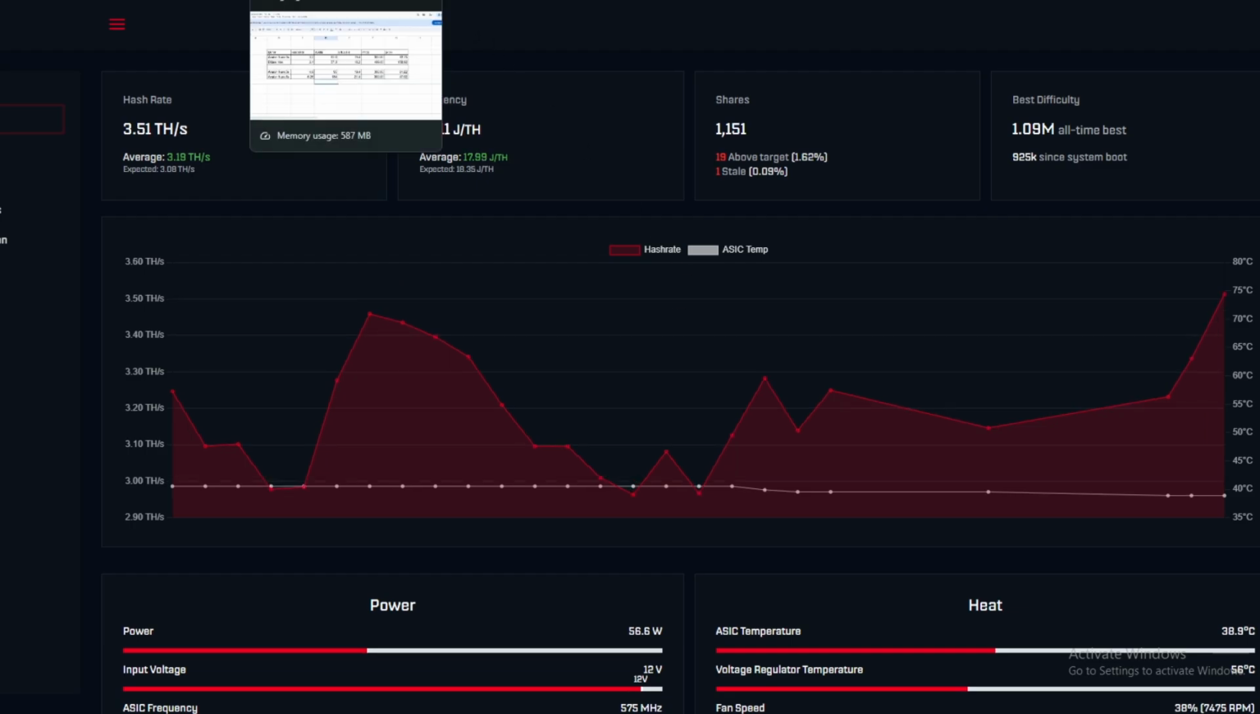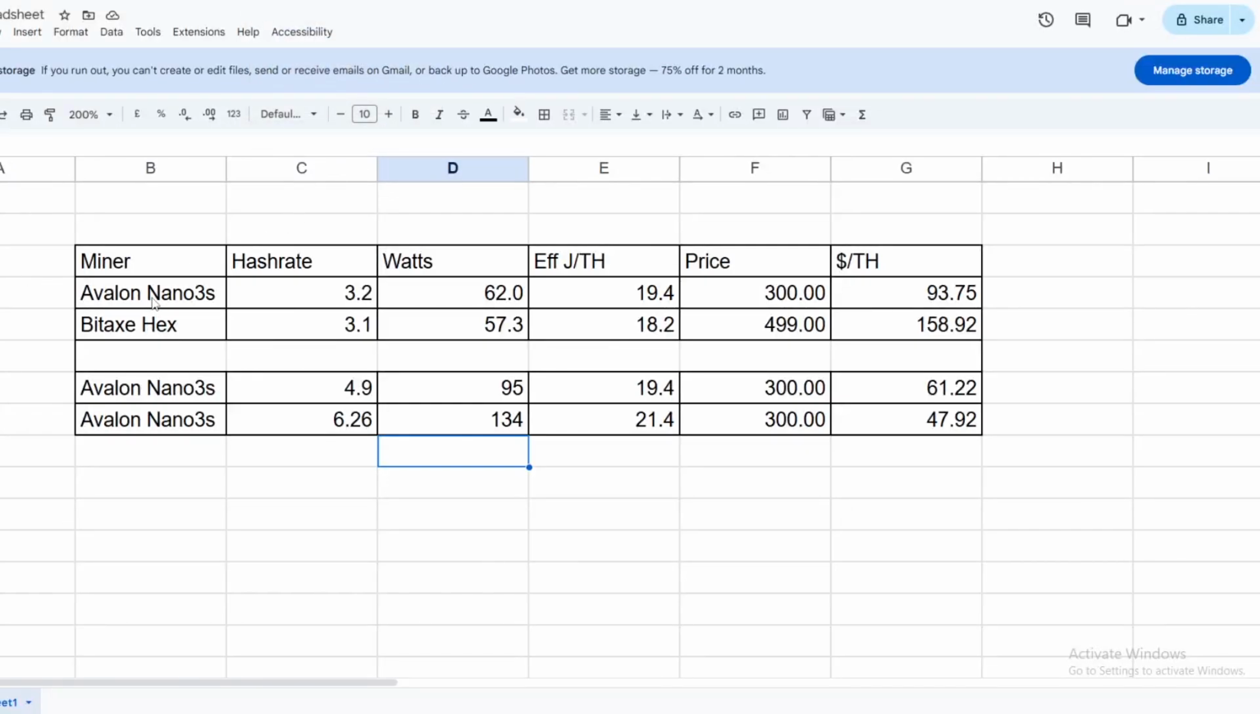but let's actually bring it over to the spreadsheet where we have all the information listed here. So we have just at the top: miner, hash rate, watts, efficiency, price, and then the price per terahash. So kind of like an efficiency calculation, but per terahash.